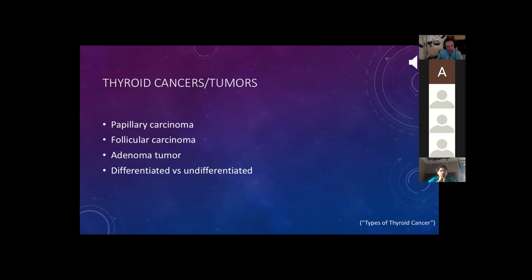Follicular carcinoma is the second most common. It is found when there is not enough iodine intake. It's a differentiated cancer and a little bit more aggressive than papillary and can spread to other organs. Adenomas are benign. There are clusters of cells that are not cancerous and will not spread to other areas. And finally, differentiated cancers look more like normal cells, while undifferentiated are immature cells that are hard to recognize and are thus more malignant.